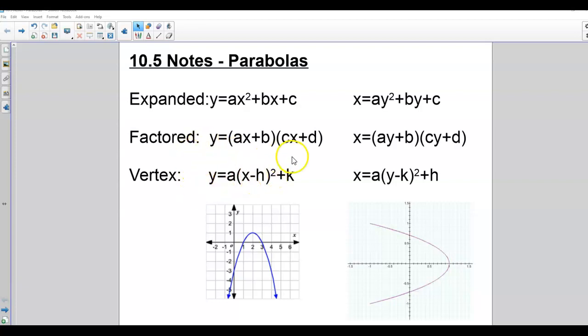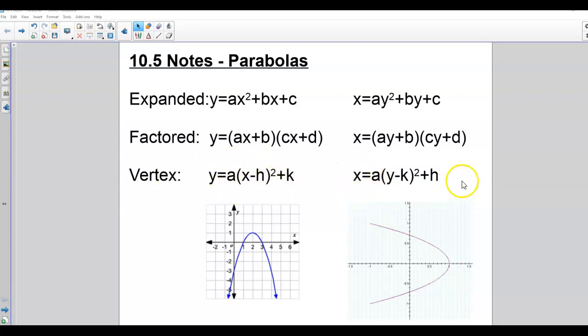Particularly with vertex form, we can think of it like our parabola is moved to the right h units. It is moved up k units. It has a vertical stretch or shrink of a factor of a. Those sort of things we should be familiar with.